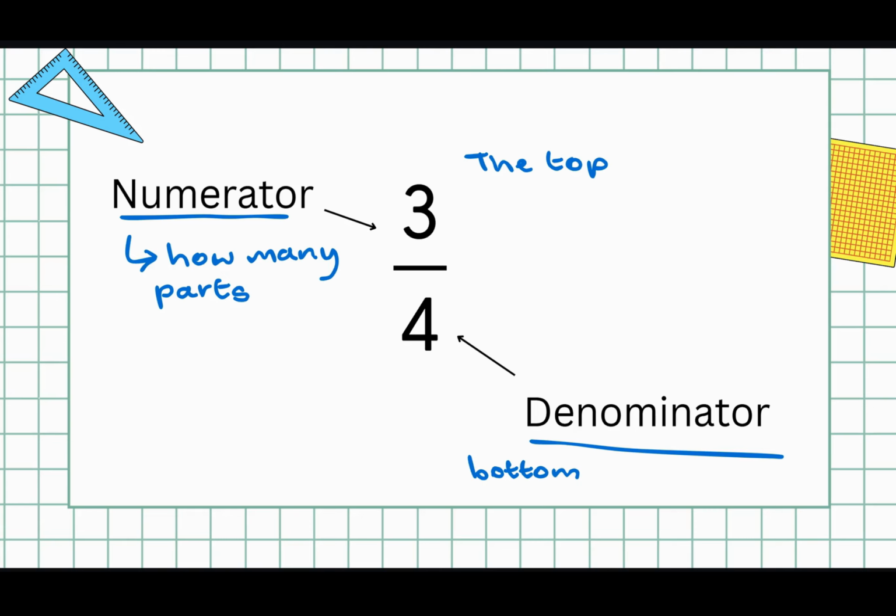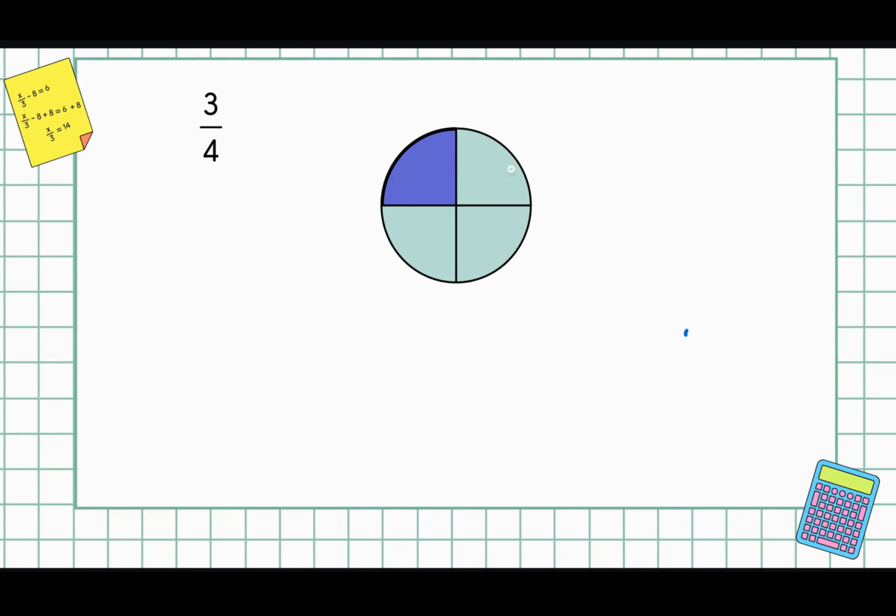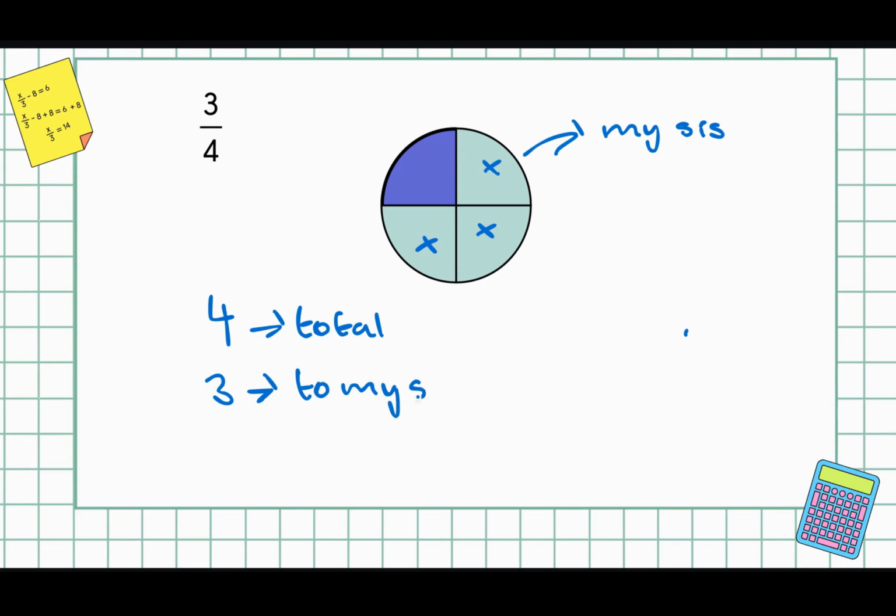So, as I was saying, a numerator shows how many parts you are counting, whereas the denominator shows you the total number of parts. So, there's an example on the next slide to help you visualize this better. Here we have my cake. I am giving these 3 pieces to my sister. So that means that out of 4 pieces in total, I am giving 3 to my sister. So essentially, you could say I am giving her 3 out of 4 pieces.